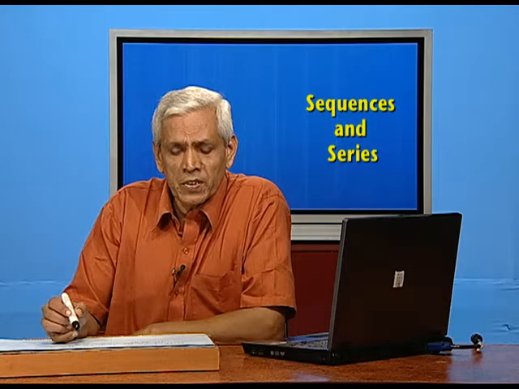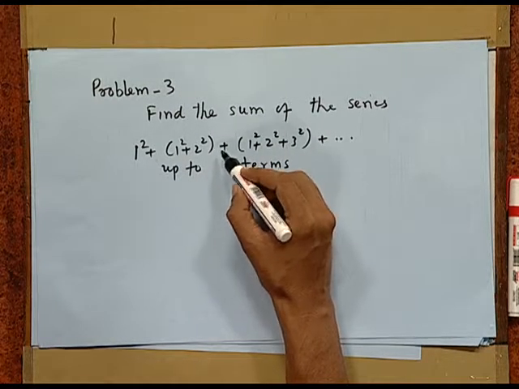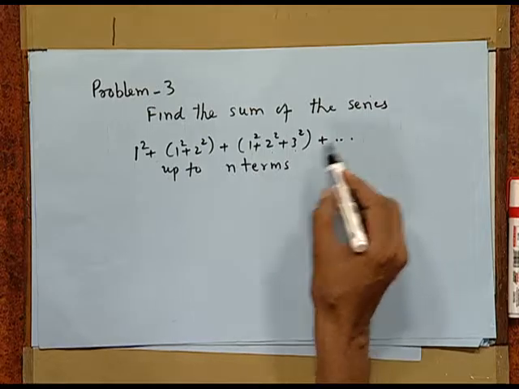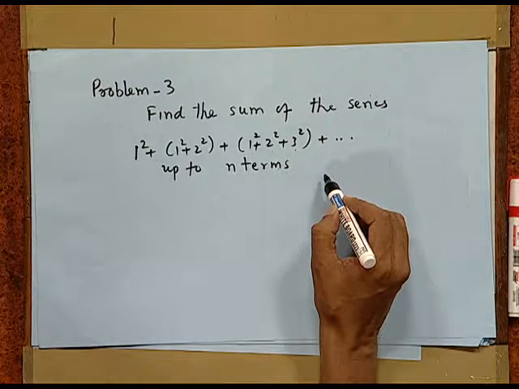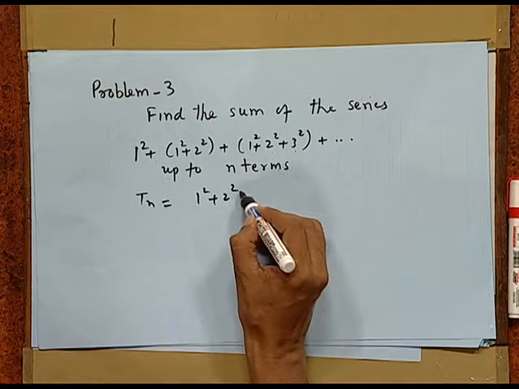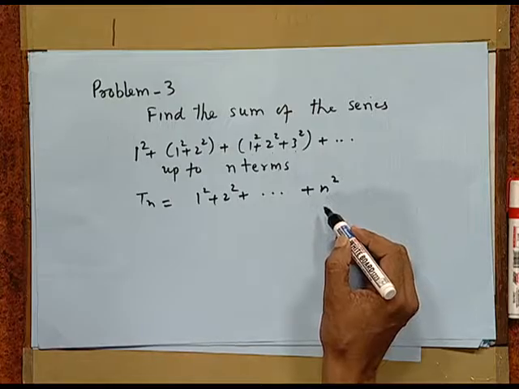The next problem is find the sum of the series 1 square plus 1 square plus 2 square plus 1 square plus 2 square plus 3 square and so on up to n terms. Here again the nth term is not given. Moreover, here the nth term itself is a series. For instance, here T n is 1 square plus 2 square and so on n square.